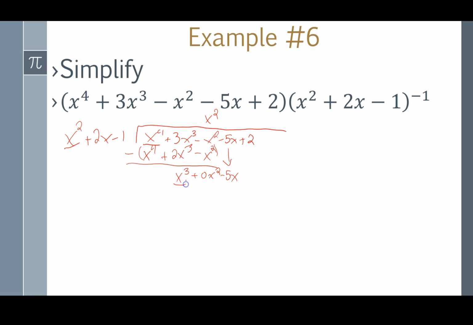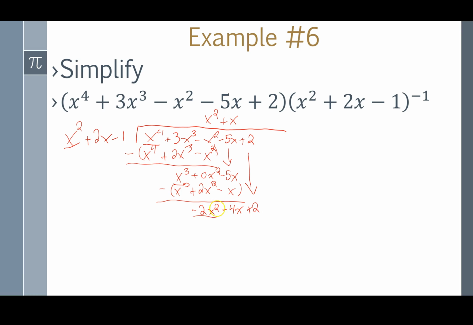So now x cubed divided by x squared is x. So now we multiply across, we get x cubed plus 2x squared minus x. So when we subtract this expression, x cubes cancel. 0 minus 2 is negative 2x squared. Negative 5 minus negative x becomes negative 5 plus x, which is negative 4x. Then we carry down the positive 2.